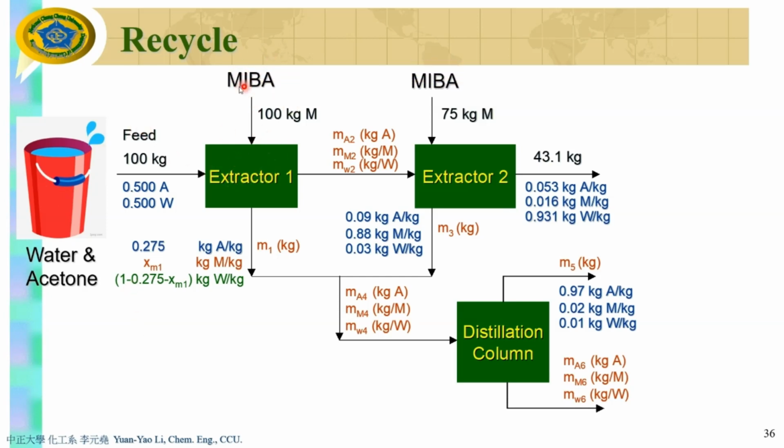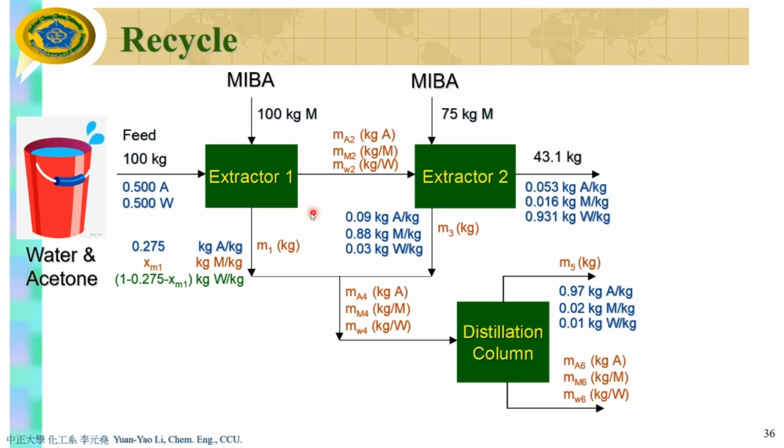MIBK will take away acetone from water, right? So we will have two streams. One stream is rich in acetone and MIBK. One stream is rich in water. But unfortunately, because the separation may not be so efficient in the first extractor, we use a second extractor. Again, we introduce MIBK into this extractor in order to get a purer MIBK and acetone.